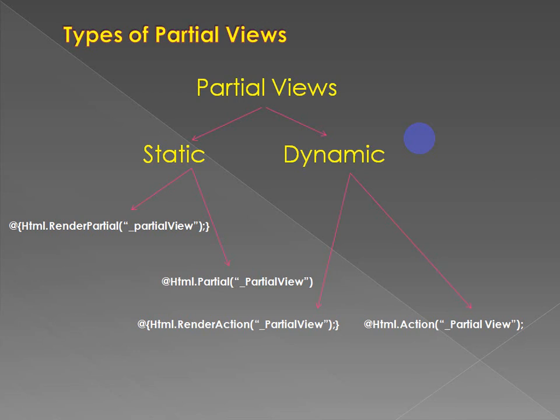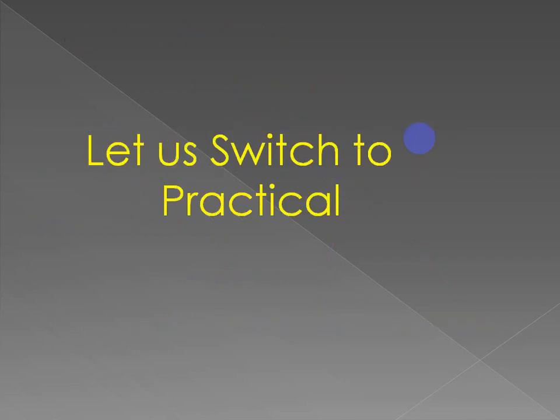But in the case of Html.Partial, it returns an MvcHtmlString, and you can store it in a variable and manipulate that variable. Just like the static methods, we have two methods in the dynamic part as well. The first one is RenderAction and the second one is Action. Action returns an MvcHtmlString, just like Html.Partial in the static part, and Html.RenderAction will not return anything. Let me demonstrate it in the practical part.